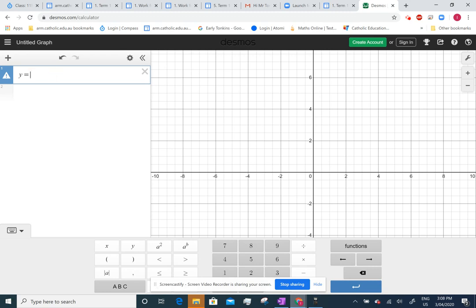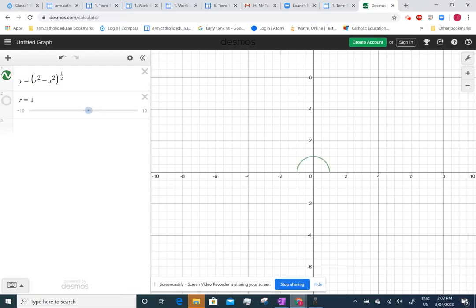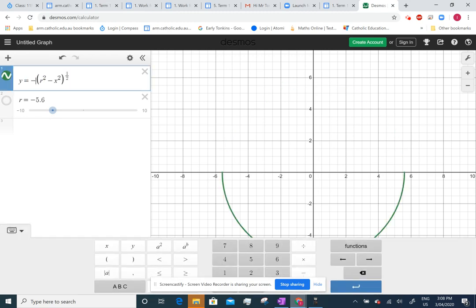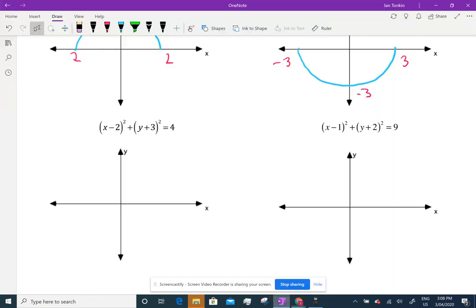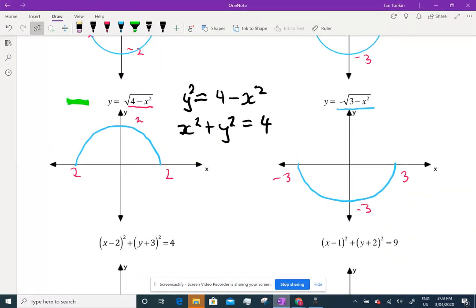But if you know your indices laws, you're going to write y equals bracket, we'll make it r squared. That's probably why it wouldn't let me do the slider. And if I raise that to the power of a half, righto? And you can see that it's a semicircle. And if I put a negative in front of it, it's the bottom half. So there's our semicircles. Now these two here are functions.